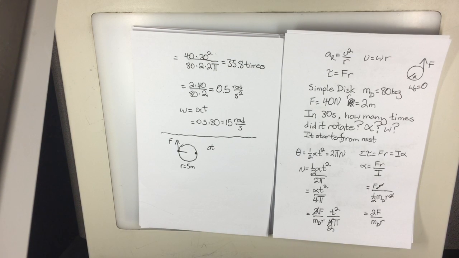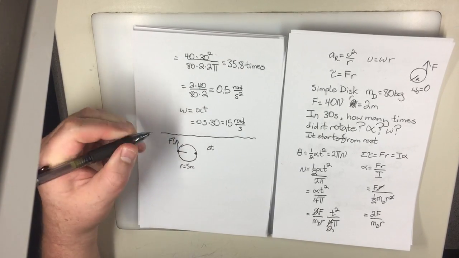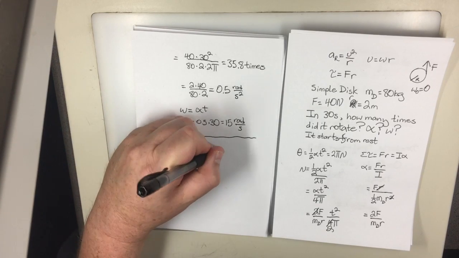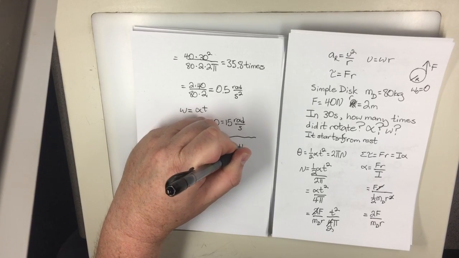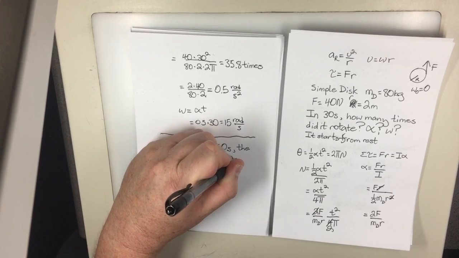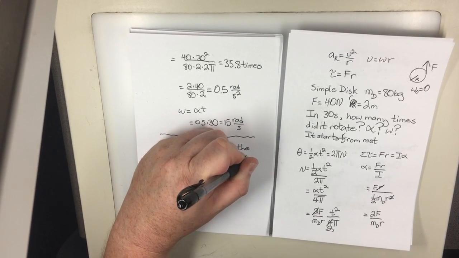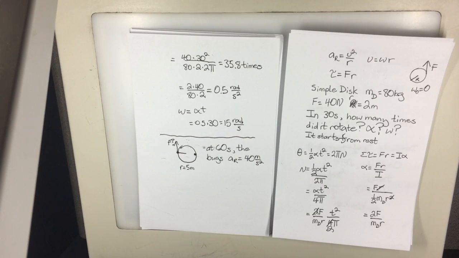So we have a bug on a disk. That disk is going to rotate from scratch, from nothing. I want to know what's the force of the rocket engine at 60 seconds. The bug's radial acceleration is equal to 40 meters per second squared. That the bug has a radial acceleration of 4 Gs, effectively.